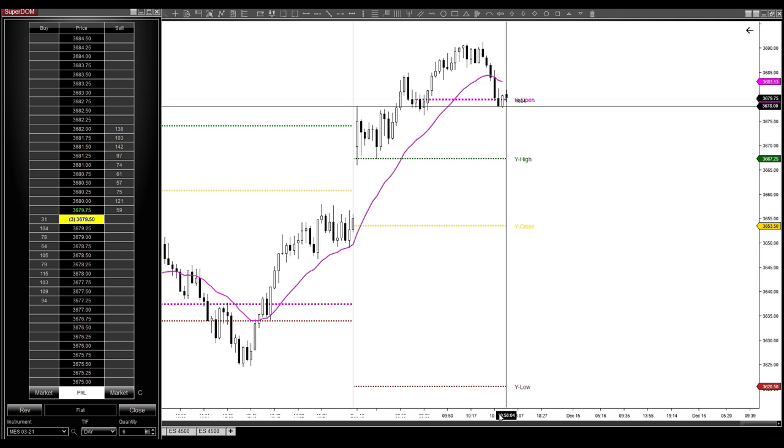Now let's take a look at how that trade turned out and what we can learn from that trade. Let's take a look. Small short signal here in just a moment.